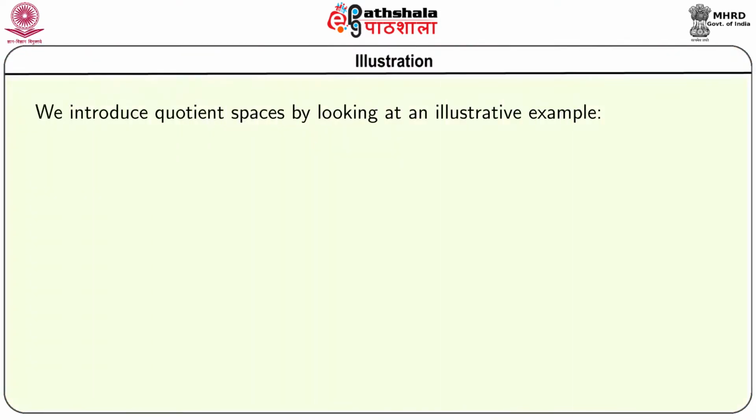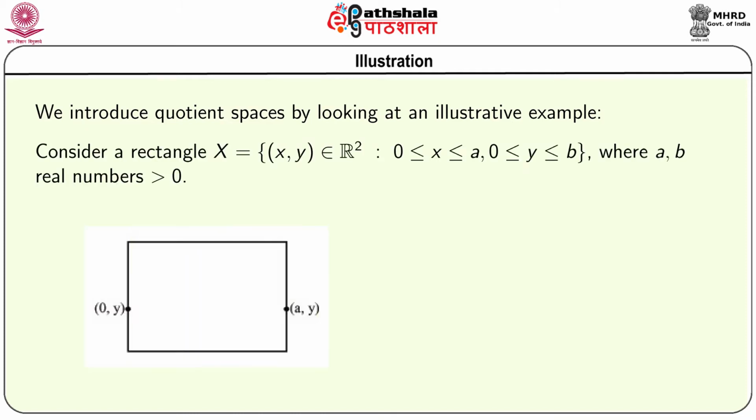We introduce quotient spaces by looking at an illustrative example. Consider a rectangle X. The rectangle contains the points x, y, where x varies between 0 and a and y varies between 0 and b. Here a and b are real numbers greater than 0.